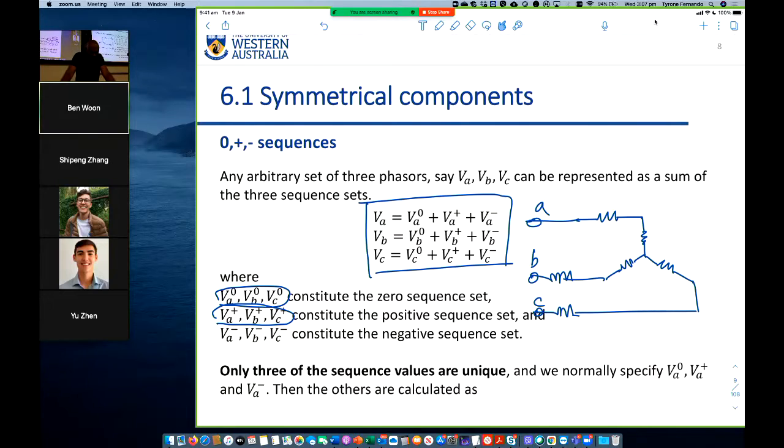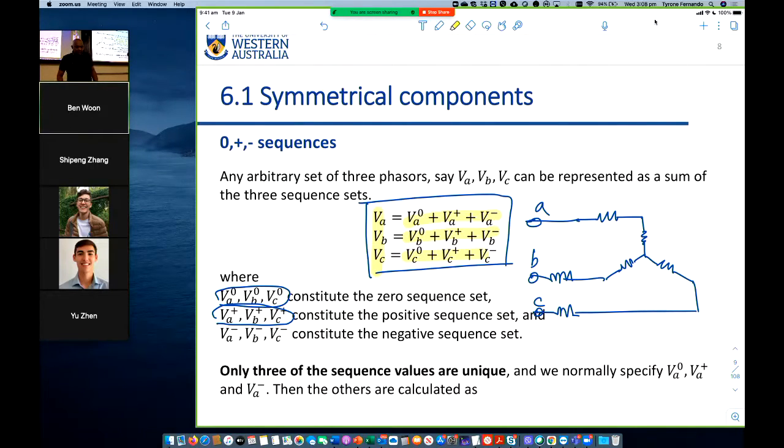But so on the left hand side, we have the voltages A, B, and C. So VA, VB, VC, they are the phase voltages. On the right hand side, we have decomposed it into the sequence components: the zero sequence component, the positive sequence component, and the negative sequence component. The sequence voltages are on the right, phase voltages on the left of this equation. So these voltages here are phase voltages, and these voltages here are sequence voltages, right?